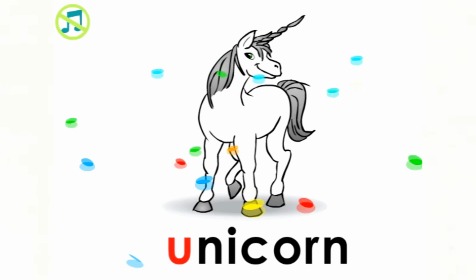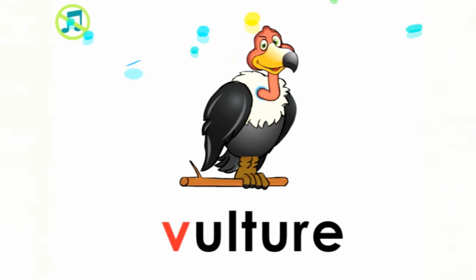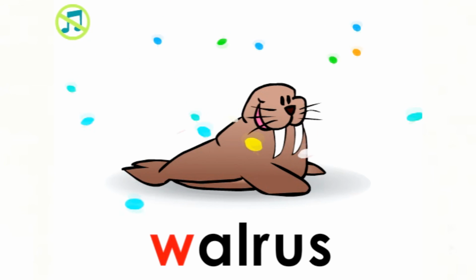Awesome! Unicorn begins with U. Find the animal whose name begins with V. That's right! Vulture begins with V. Find the animal whose name begins with W. Way to go! Walrus begins with W.